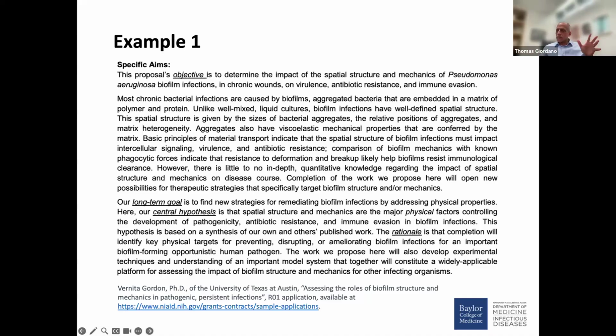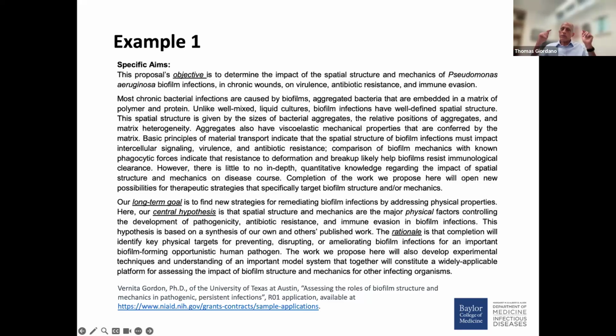It starts out with the objective right up front. This is what we want to do: determine the impact of spatial structure and mechanics of Pseudomonas aeruginosa biofilm infections in chronic wounds on virulence, antibiotic resistance, and immune response. This is the goal, right? It states it right up front.